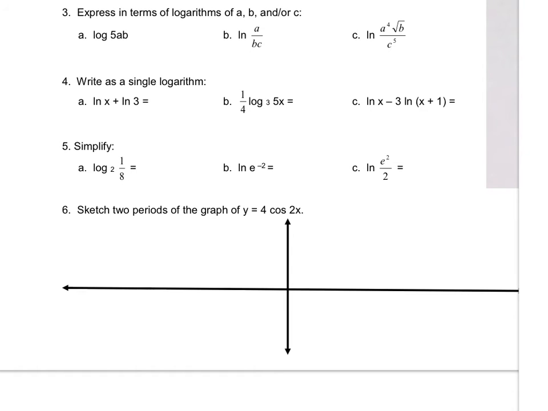For number 3, we're going to use more properties of logarithms. When you have a product in the argument, we can write out our log with addition.